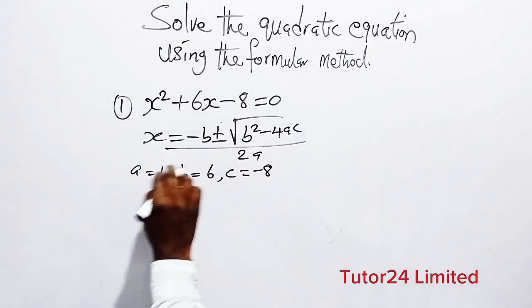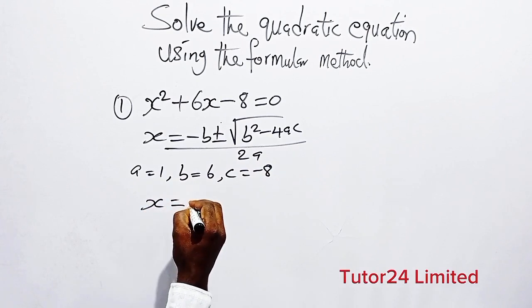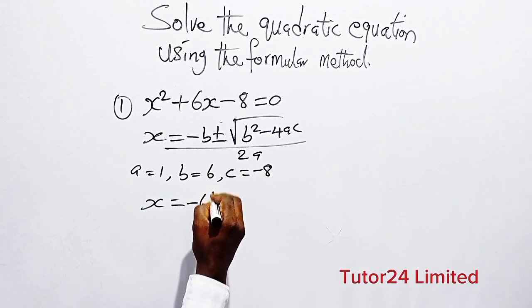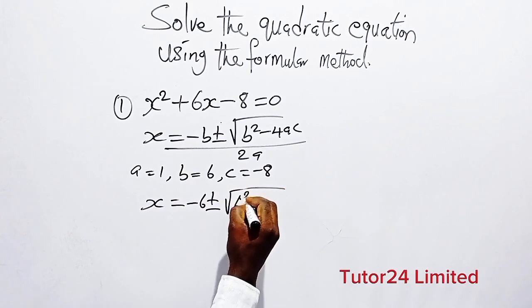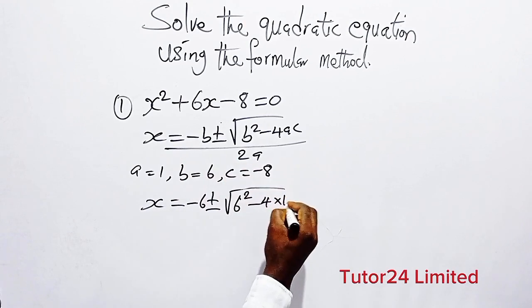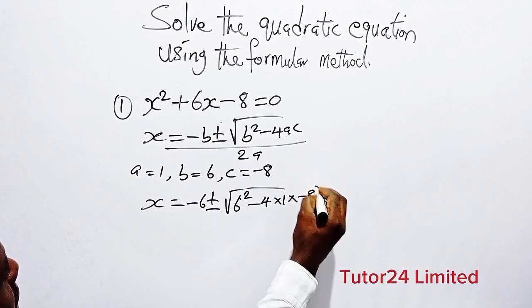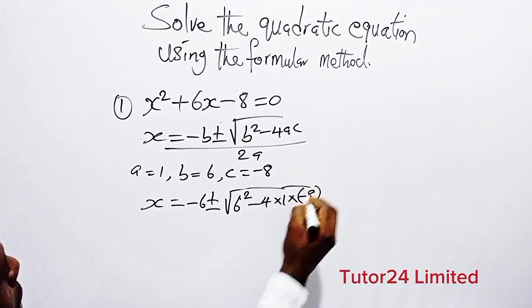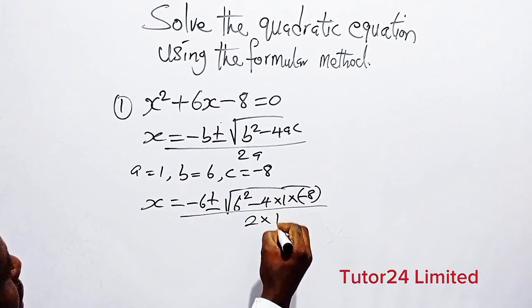Now let's substitute this into the formula. We have x equal to minus 6 plus or minus the square root of 6 squared minus 4 times our a, which is 1, times c, which is minus 8, all over 2 times 1.